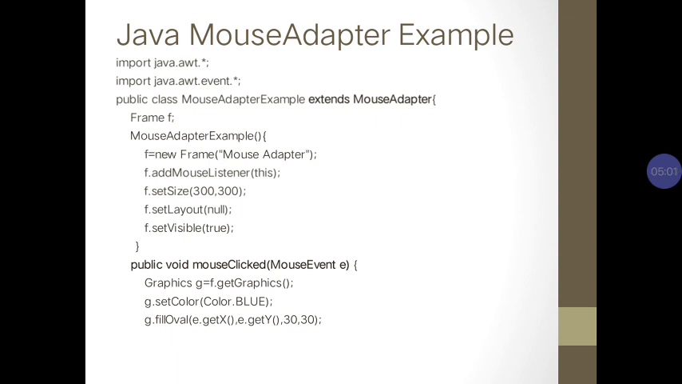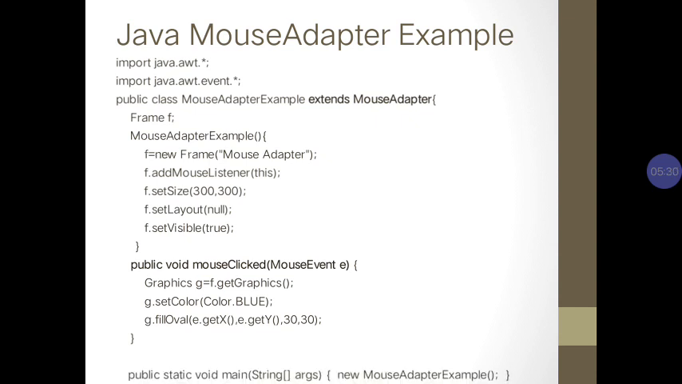Means when I create or click on my frame, after clicking on my frame, an oval at that location will be created with blue color. Now only one method I have written here, that is mouseClicked. All the other methods that we have seen in the previous slide are not written, only one method is written. So here our code gets saved.